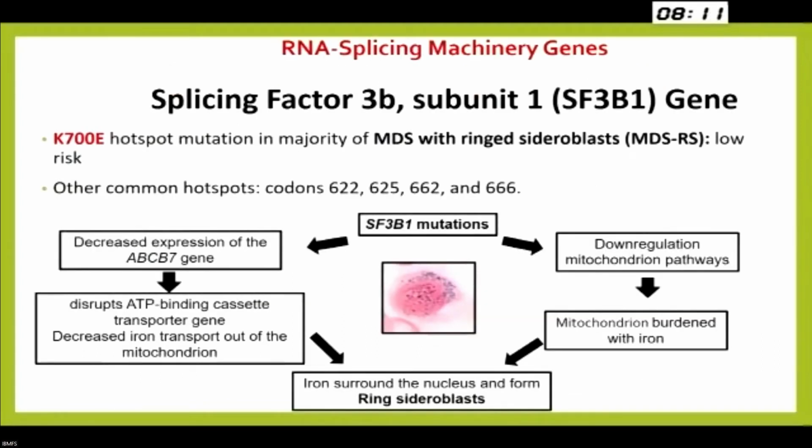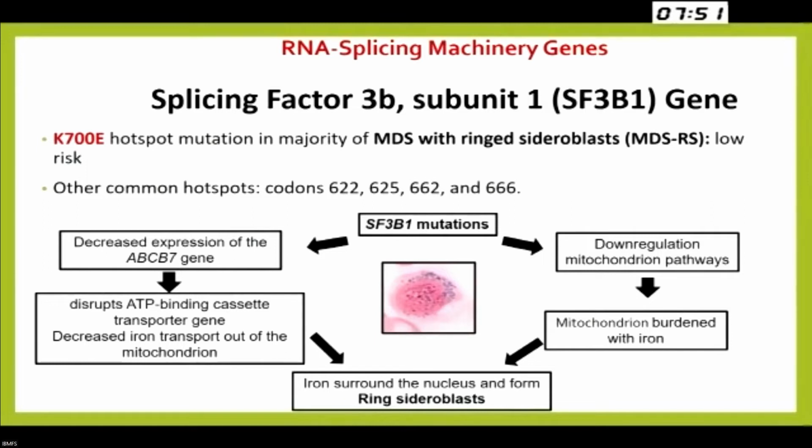So coming to the most important mutation, which she has already described at length, SF3B1 is a driver mutation. It is a hotspot mutation. K700E is the most common hotspot in this. I'll show you in the next slide. And in this, you have MDS with ring sideroblasts.